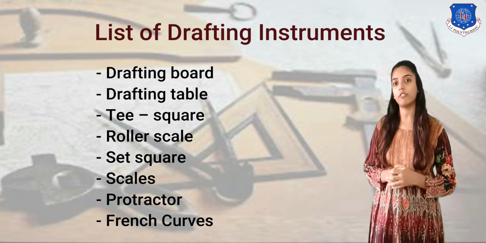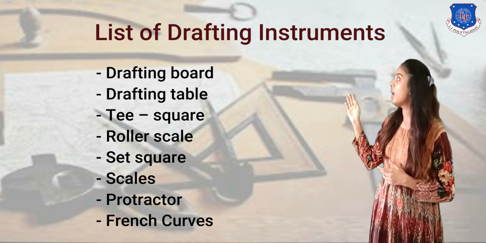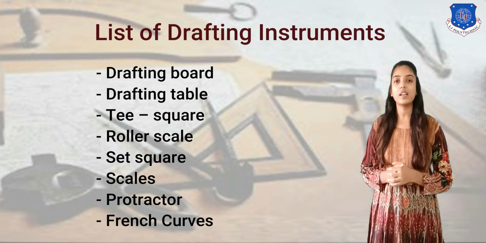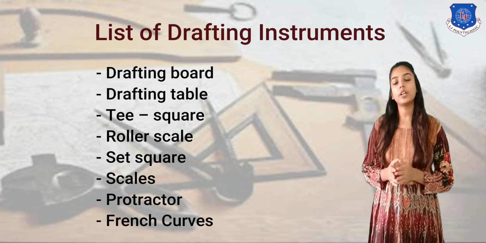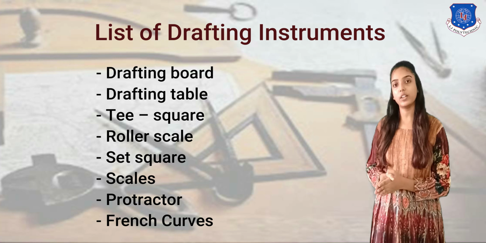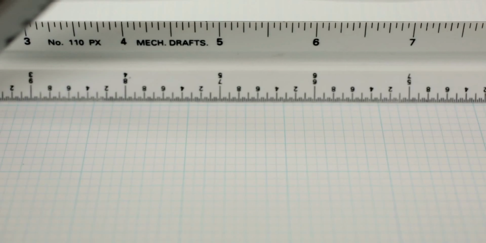Instruments are used for the drafting in architecture. For example, parallel, set square, protractor, roller scale, compass, etc. So in today's video we will see what types of instruments are used in architecture drawing or drafting.